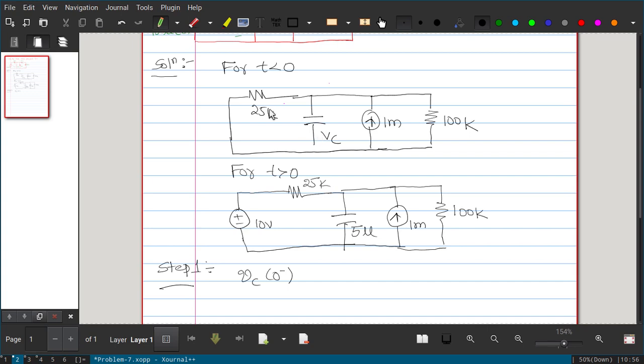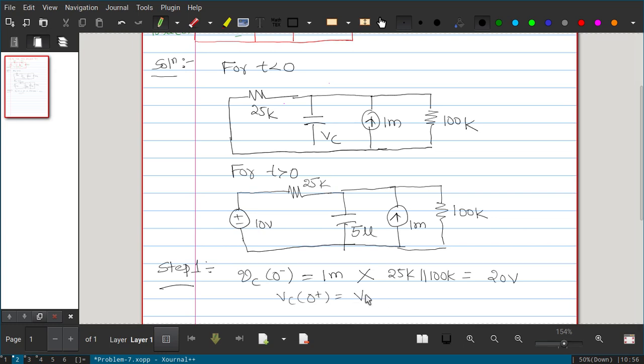Since 25k and 100k are in parallel, I can directly write this: the current is 1 milliampere, and the resistance is 25k parallel 100k. If you calculate, it will be 20 volt, and VC of 0 plus is equal to VC of 0 minus, that is nothing but 20 volt. That is step 1.